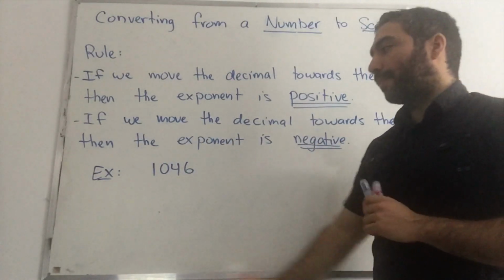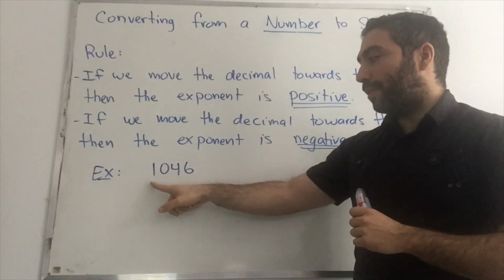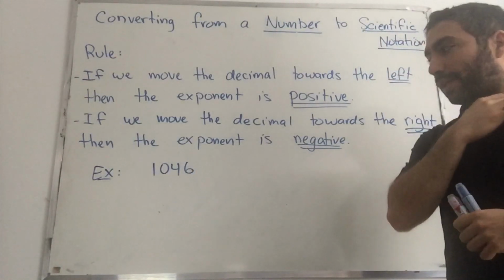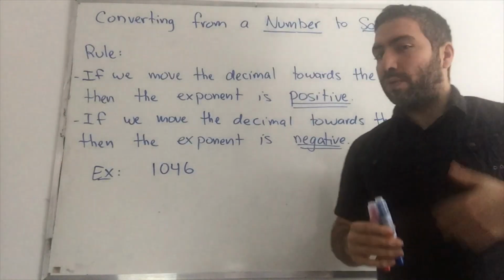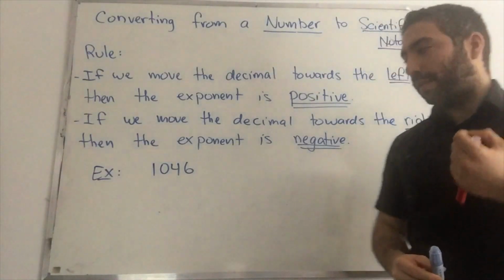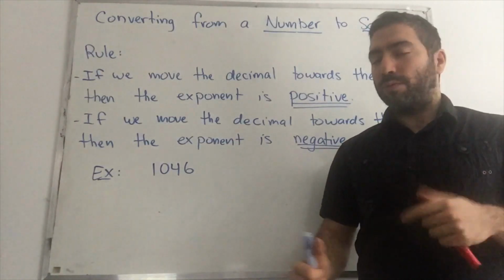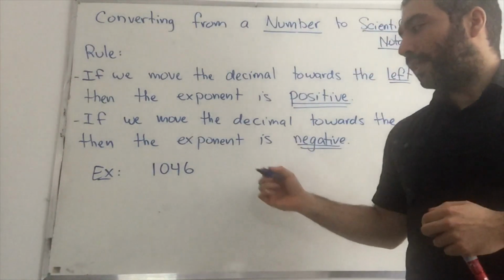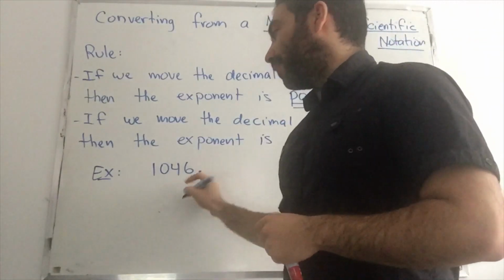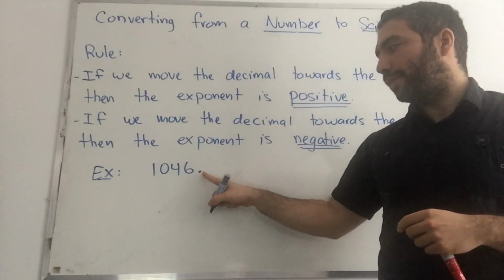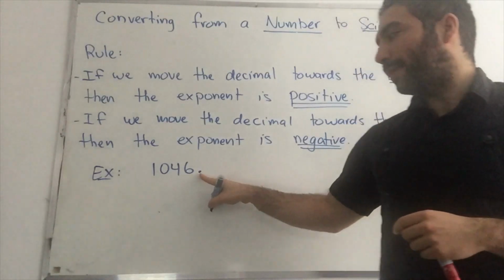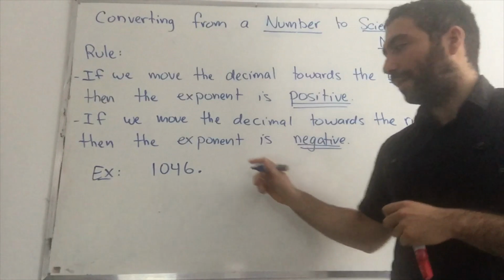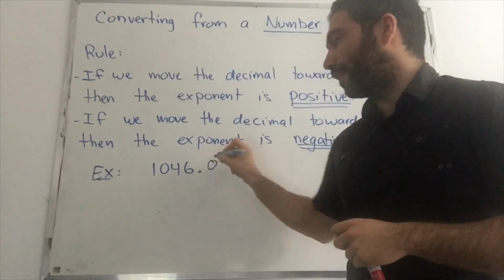Let's take a look at an example. Let's say we have the number 1046, and we want to convert this to scientific notation. How do we do that? Well, the first thing you have to do is identify where the decimal is here. So keep in mind, if you don't already have a decimal with the number that's given, the decimal is always located at the end of the number, not in the front. Okay, so make sure you keep that in mind. If you're not sure about that, or if you don't see that, write it down, especially in the beginning.